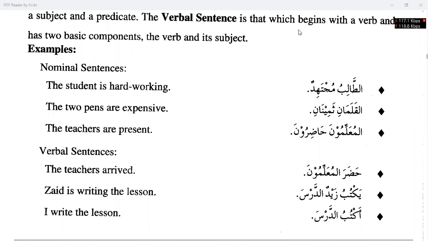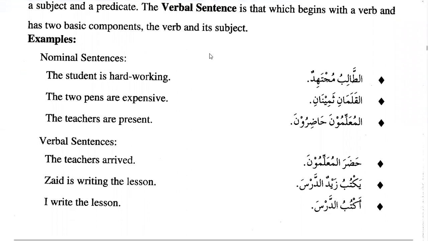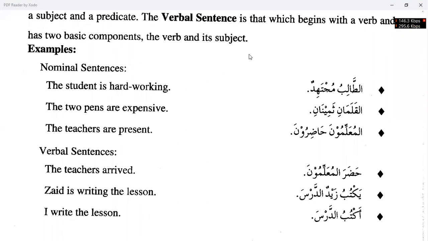Assalamualaikum warahmatullahi. Wa alaikum assalam warahmatullahi wabarakatuh. Examples. Nominal sentence. The student is hard working: At-talibu mujtahidun. The two pens are expensive: Al-Qalamani saminani. The teachers are present: Al-Mu'alimuna Hadiruna.